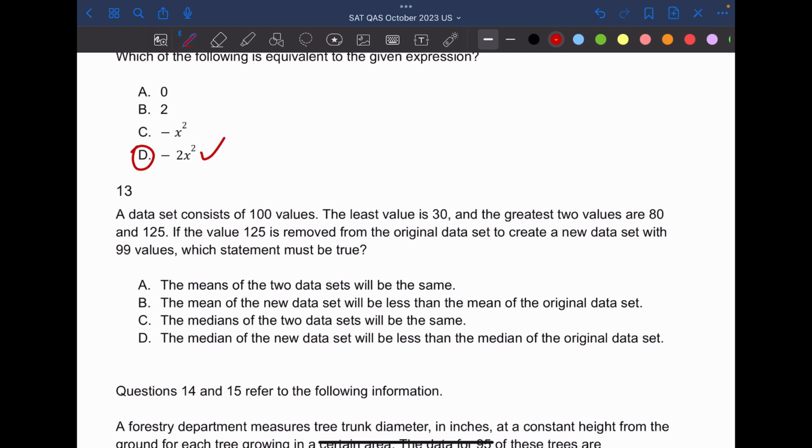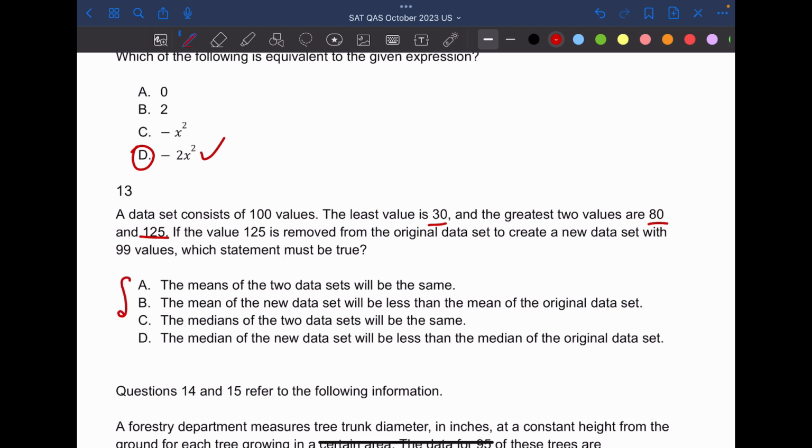Okay, question number 13. It says a data set consists of 100 values. The least value is 30, and the greatest two values are 80 and 125. If the value 125 is removed from the original dataset to create a new dataset with the 99 values left, which statement must be true? Okay, so if you look at all these statements, they talk about the mean or the median. So if you know that you removed the biggest number, the mean has to be affected because the biggest number just got removed.